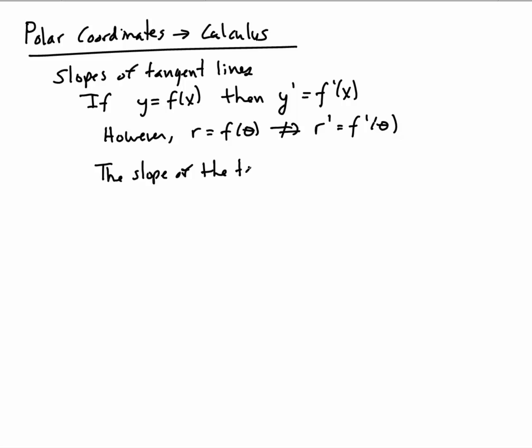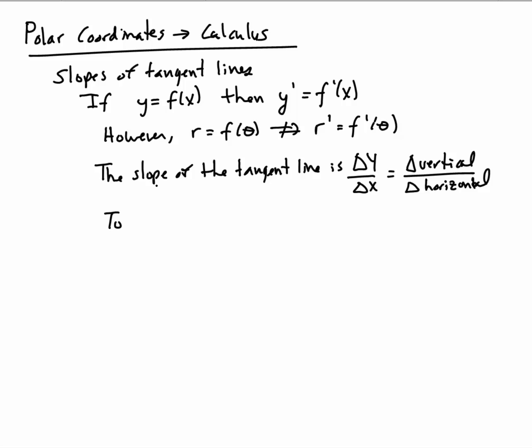remember slope is change in y over change in x. Change in y is the change in the vertical. Change in x is the change in the horizontal. Okay, so that's what we have going on here. Now, when we talk about polar coordinates, we're not necessarily talking about horizontal and vertical components. We're talking about radius and angular components. So we have to change what we do here.